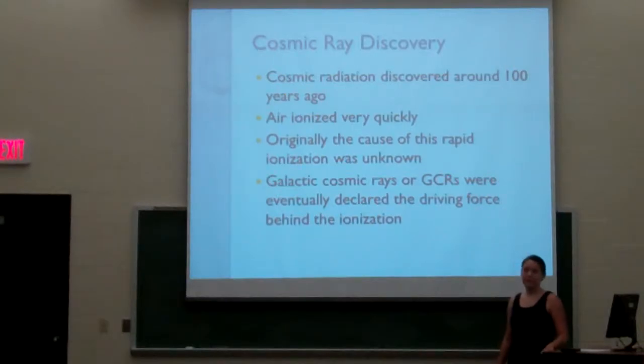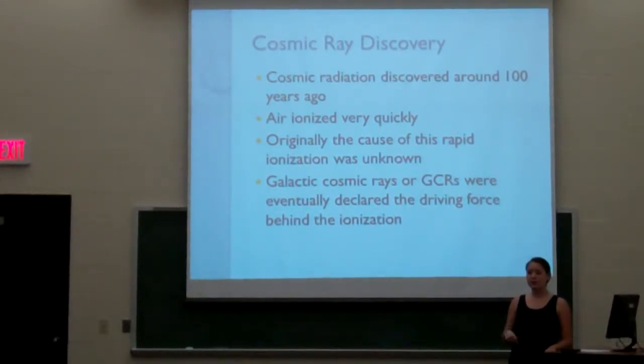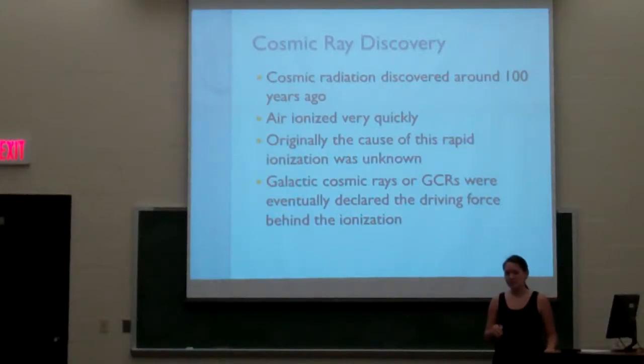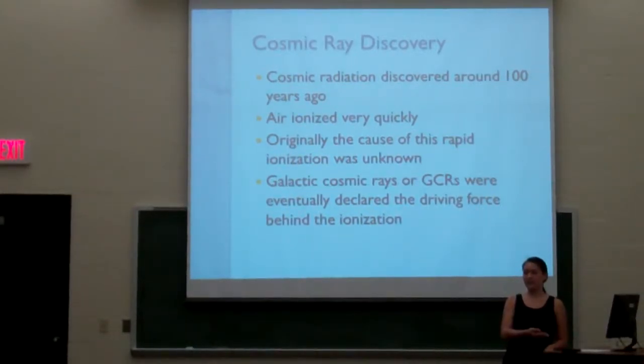So, cosmic radiation was discovered over 100 years ago. It was discovered that air was being ionized very rapidly at about 10 to 20 ions per second per cubic centimeter. And basically, ionization is the process by which atoms acquire a charge by gaining or losing electrons. So if they gain electrons, they get a negative charge. If they lose electrons, they'll have a positive charge.